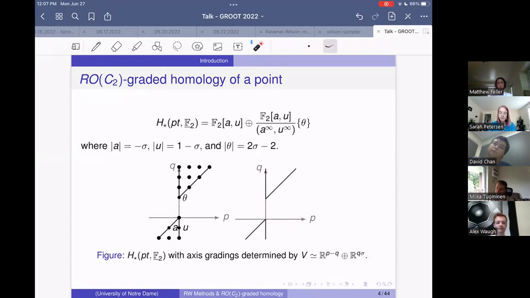And the homology of a point works out to be an infinite dimensional non-Noetherian ring. So in this picture on the left-hand side, we have a picture of the homology of a point where each of these dots represents a copy of F2. And this has some distinguished generators, a living in degree minus sigma, u living in degree 1 minus sigma, and theta living in 2 sigma minus 2. And the picture on the right-hand side is also another representation of the homology of a point. We're simply not drawing all of these lattice points.